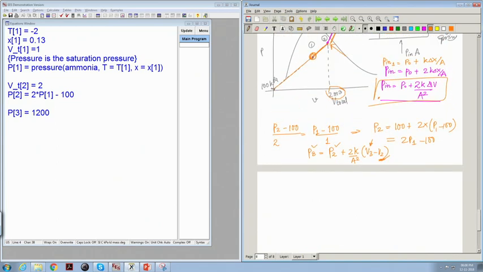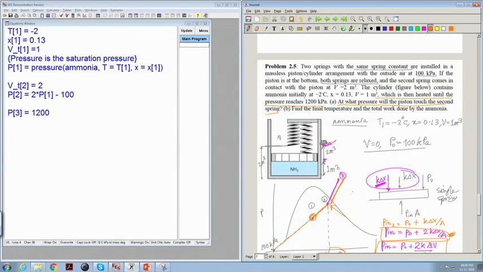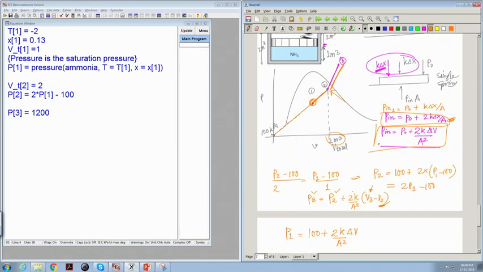Because when the spring is being compressed in the initial process, if we write this equation down over here, it essentially says P1 equal to 100 plus 2k delta V by A square. Do we have the area of the piston? No, we don't have the area of the piston. Okay, no problem. But anyway, we don't need to do all this.